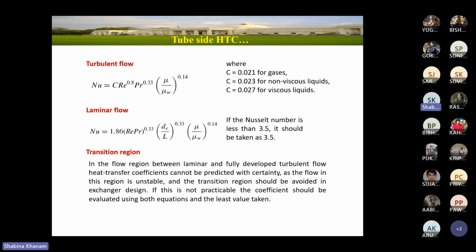Okay, and that velocity will depend on the number of tubes, the type, and the passes. So let's say you are considering a 1-2 pass. It means the fluid initially will be passed through only half of the tubes. Because of the 2 pass, the fluid will be allocated to half the number of the tubes.